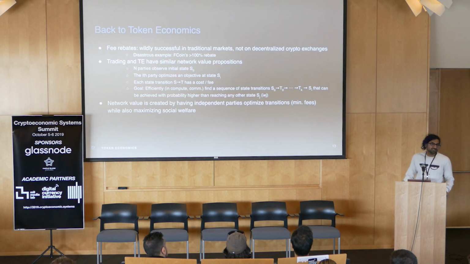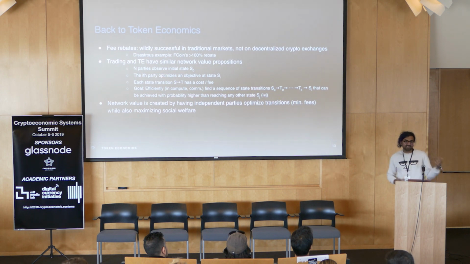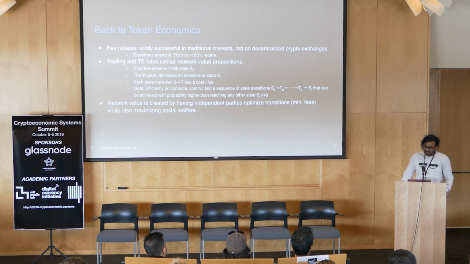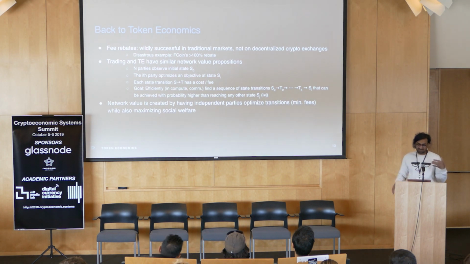Each party optimizes over the state space to figure out what they think is the best state for their local objective. Every state transition that you can take, so placing an add order, placing a cancel order, calling a smart contract function, costs a certain amount, and there's some variance to that cost. It's not exact. Your goal in compute and communication complexity is to efficiently find the most efficient set of state transitions to your ideal state, subject to the constraint that you need that probability to be much higher than reaching other states.